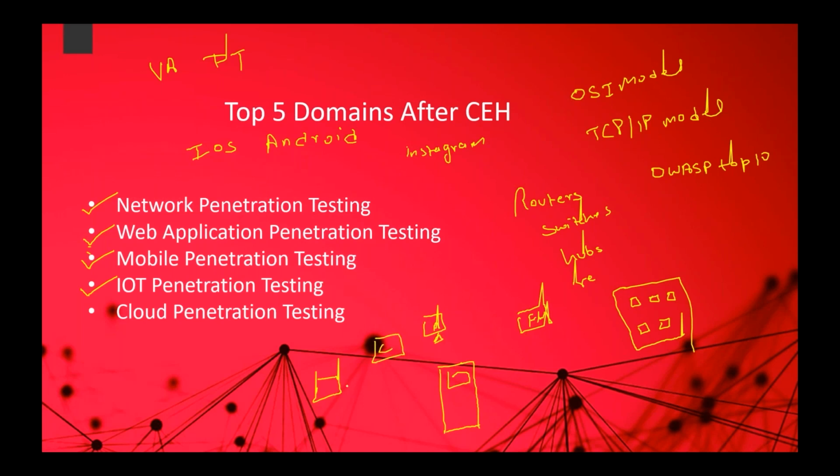So your data from the watch is going to the cloud, and from the cloud it is going to your mobile phone and showing. So you can find vulnerabilities in the smartwatch and in the cloud as well. So that is IoT, right?